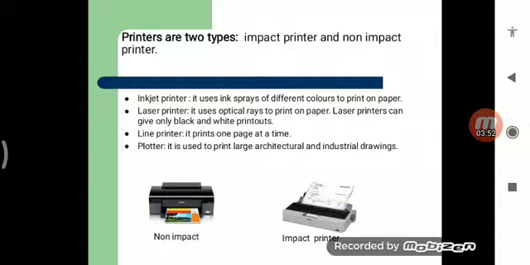Plotter is used to print large architectural and industrial drawings. So, plotter is used for big and large size drawings or printouts. And the two printer types given below are non-impact and impact printers.